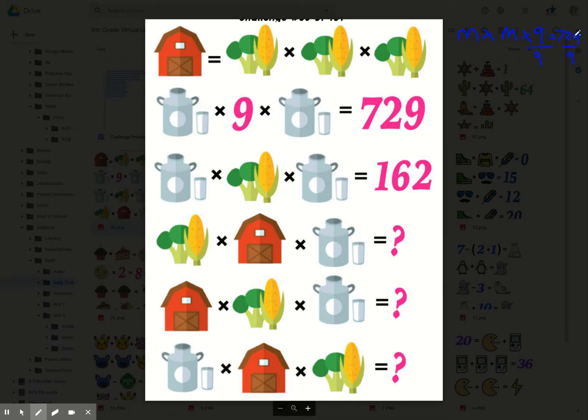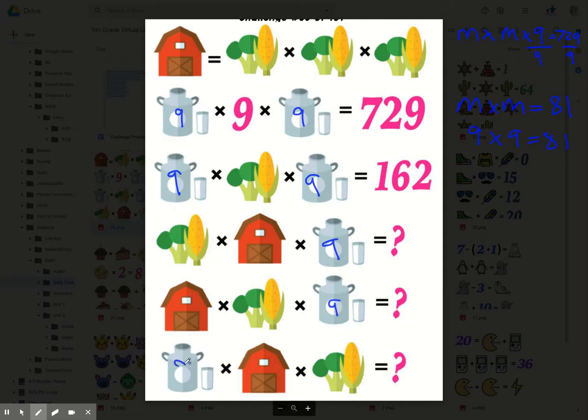So 729 divided by 9 is 81. So I now have 2 milk jugs left, and they multiply to be 81. So what times what equals 81? Well, I know 9 times 9 equals 81. So my milk jugs all equal 9. So I'm going to change all of those to 9.